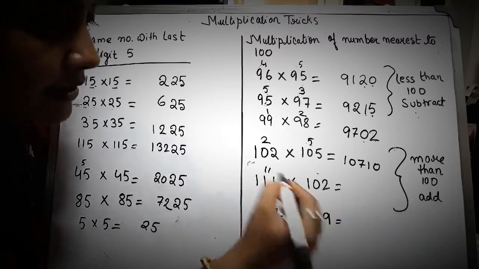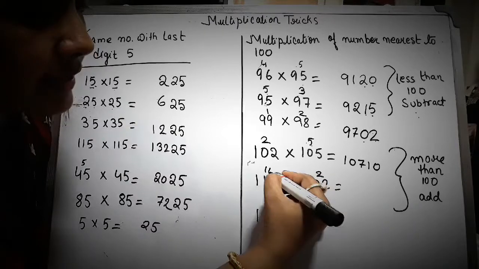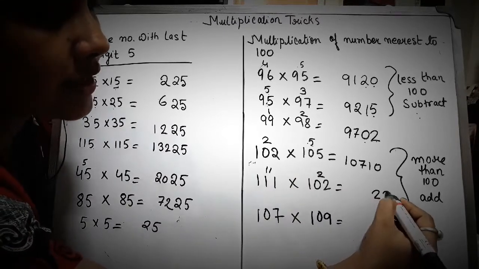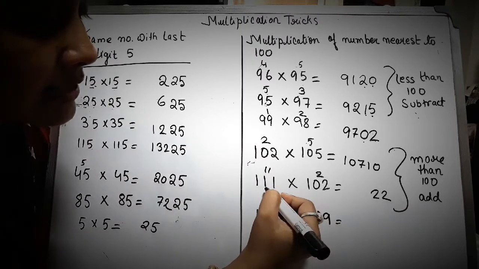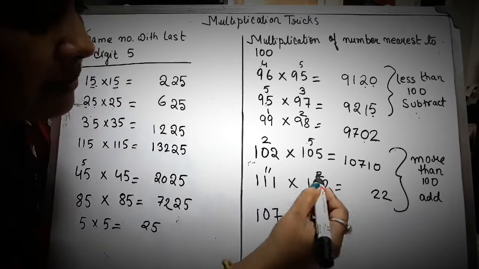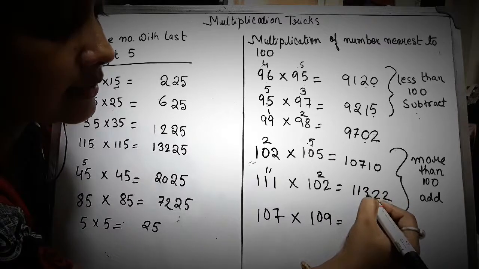Same, 11 difference. This one 2 difference. 11 into 2, answer is 22. Sorry, the last part is 22. And then you add it. 112, 111 plus 2, 113.